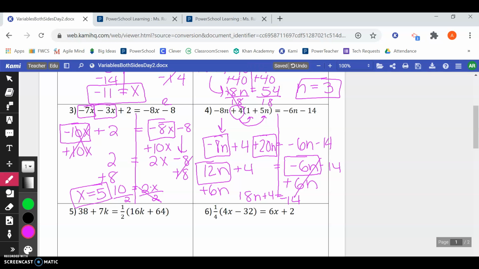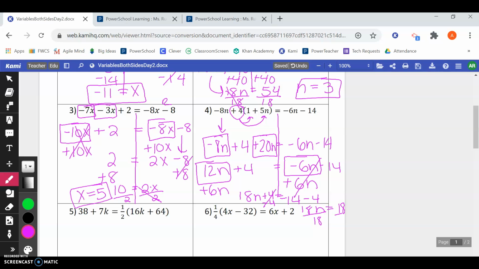And now I'm going to solve by doing the opposite. So I'm going to subtract 4 from both sides. And I get 18n equals negative 14 minus 4. Same sign. So I'm going to add 14 plus 4 is 18. And since it's the same, I'm going to keep the sign.